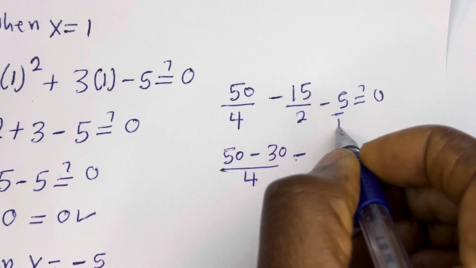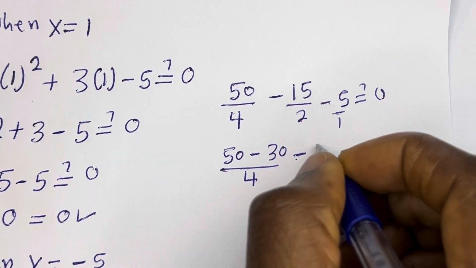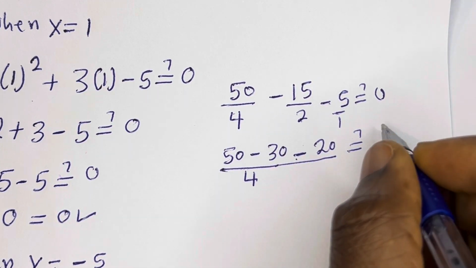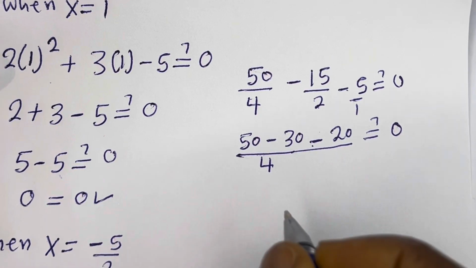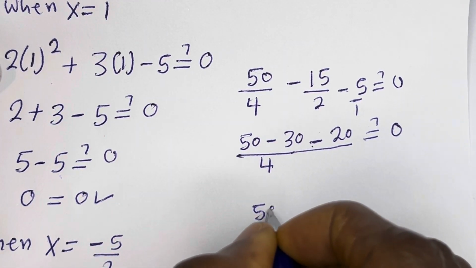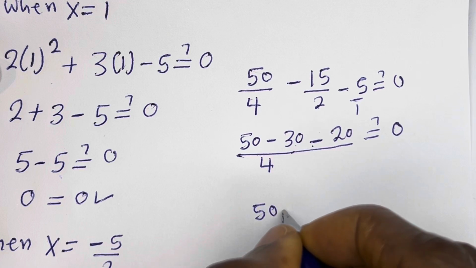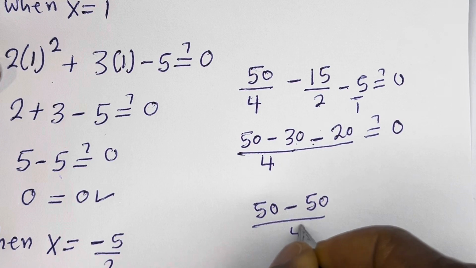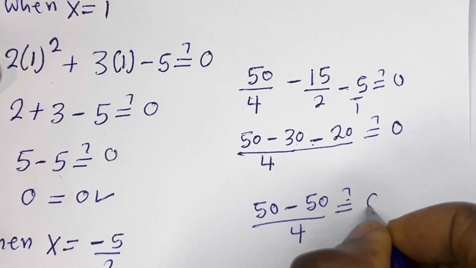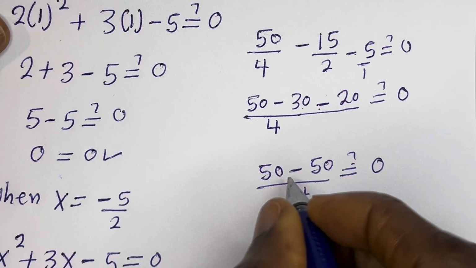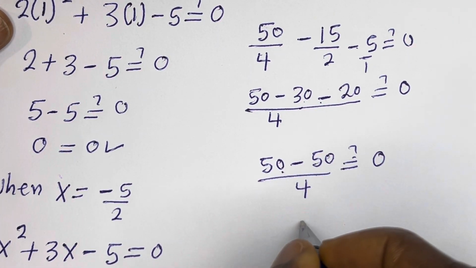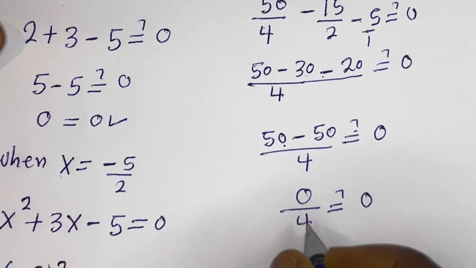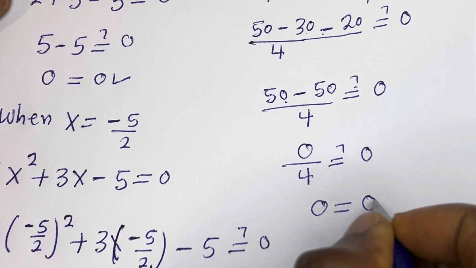minus, here is divided by 1. 1 in 4, 4 times 5, that is 20, must be equal to 0. Then we have 50 minus 30 minus 20, that is minus 50 divided by 4 must be equal to 0. Now here, 50 minus 50 is 0, divided by 4 must be equal to 0. 0 divided by 4 is 0, so 0 is equal to 0, which is true.